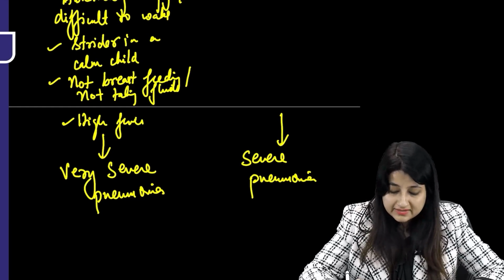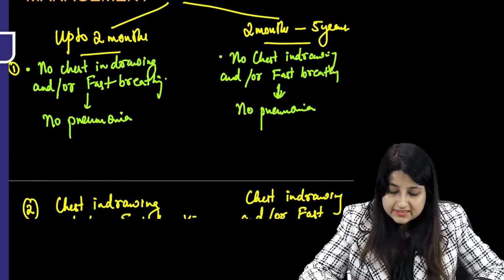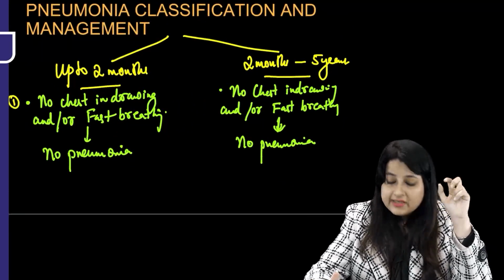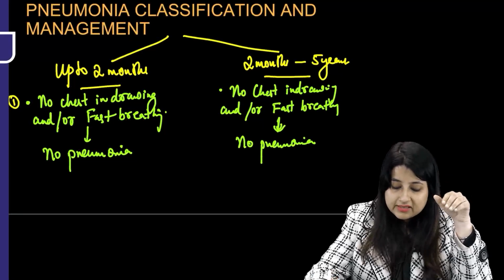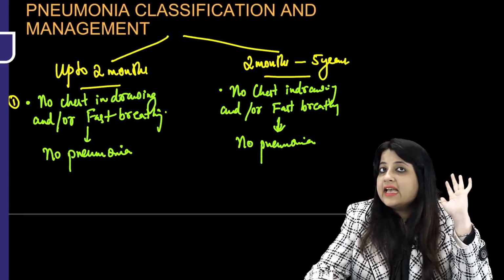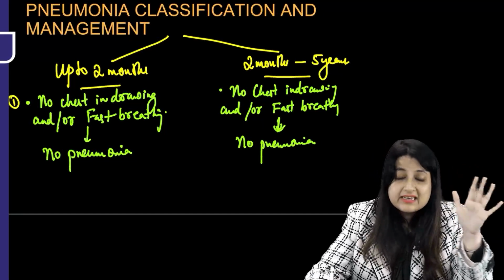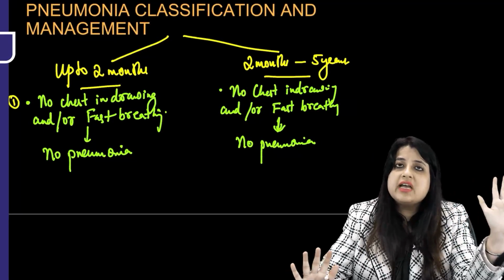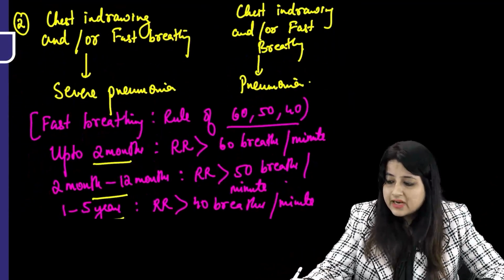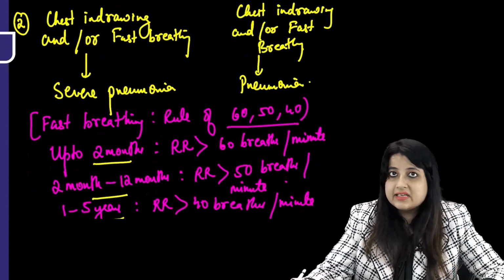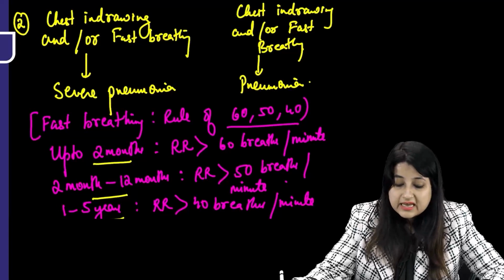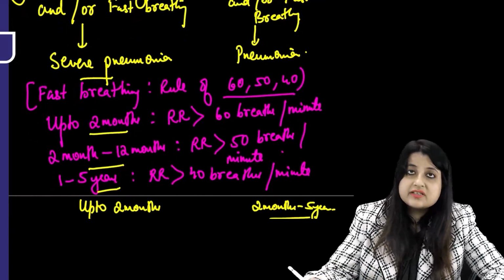Let's have a look at it once again. All you need to know is that whenever you get a question, first look at the age. According to the age, you will see whether the classification falls in up to 2 months or 2 months to 5 years. If there is no chest indrawing and no fast breathing, no pneumonia, simple cough and cold. If there is chest indrawing and fast breathing, but both not necessary, either of the two can do, chest indrawing or fast breathing, up to 2 months, the classification is severe pneumonia.